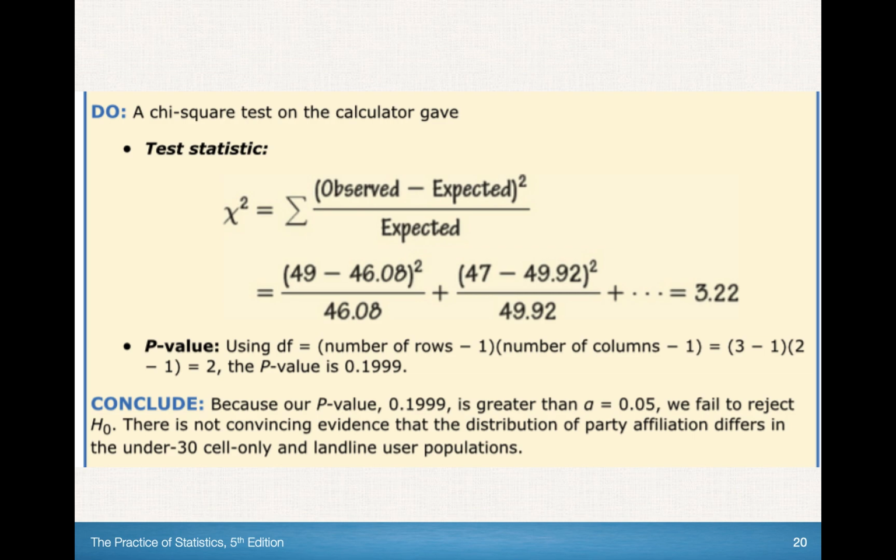Those were all the values that were given to us when we did our chi-squared test in our calculator. That p-value is pretty large. So because our p-value is bigger than our alpha, we are going to fail to reject the null hypothesis. There is not convincing evidence that the distribution of party affiliation differs in the under 30 cell-only and landline user populations.